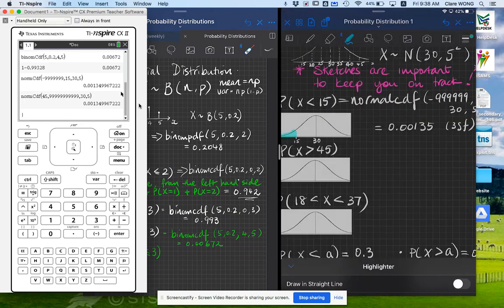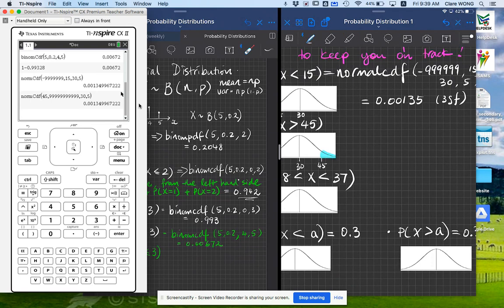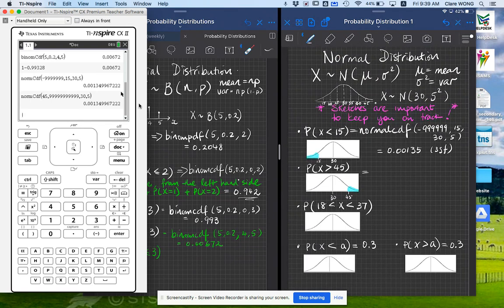So if I write the details on the graph, we should have 30 here, 45. This is the area of interest. Normal CF, we will have 45, really, really positive, big number for the upper bound, 35. We will get 0.00135 again.